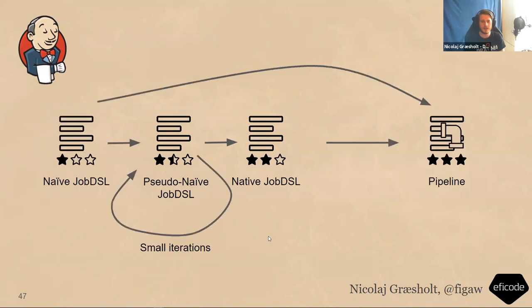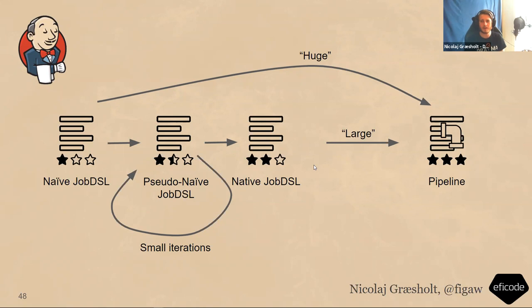Converting it to native JobDSL looks like this. I think it's super cool because it's an XML that you're just reading with the configure block, which is a cool thing of JobDSL. It allows you to interact directly with the XML, the config XML of a job. So I can iteratively unfold this. I can do small iterations to change my naive JobDSL into pseudo naive JobDSL until at one point I'm at the native JobDSL. And then I can take the large leap of reconfiguring my native JobDSL to pipeline, which is nicer than taking the huge leap of just having my naive JobDSL that I'm configuring into pipeline instead.